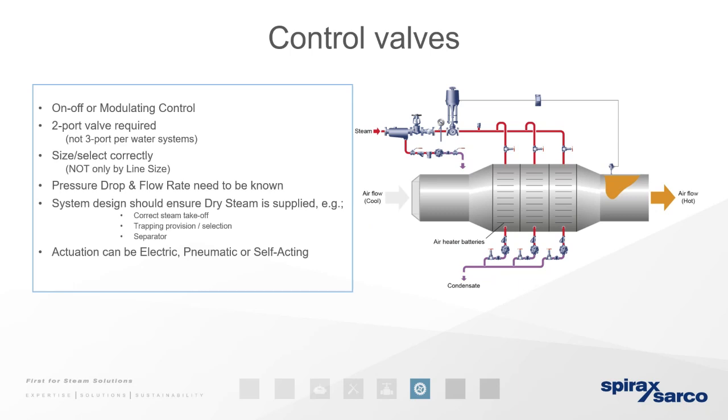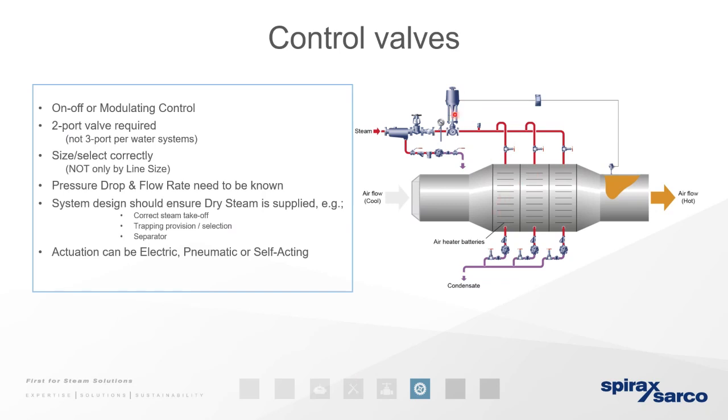All right, having a look at control valves. Control valves add a greater degree of accuracy, as we know, in control, and they can be either pneumatic or electrical. Here we can see that you have the option of on-off or modulating control valves. It's generally a 2-port valve that is required for steam, no 3-port valves as opposed to water systems. We need to select and size this valve correctly. Sizing the valve correctly means that I would require the upstream and downstream pressure, as well as the volume required to pass through this control valve.